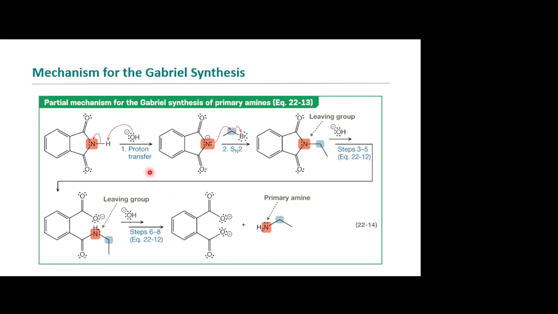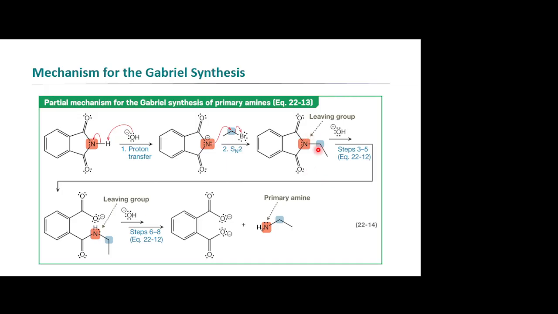Let's go ahead and look at the mechanism. You guys already got this part, which is, again, the base is going to deprotonate, the proton transfer step. That's going to give us our pretty decent nucleophile. This is going to do the SN2 reaction on the bromoethane, and then bromo is going to leave. Now, what we've done is we've established a slightly better leaving group here, and that leaving group is going to be that amine now that we've made.